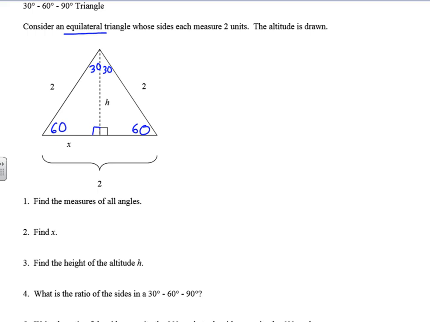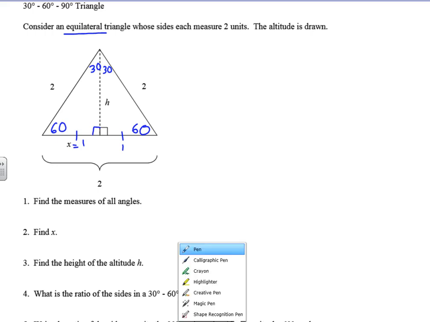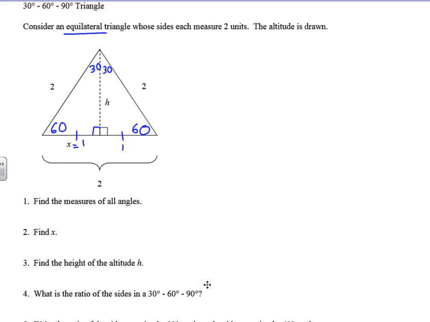Okay. Now, since both of these triangles are congruent to each other, or they have the same angles going on here, we could prove they're congruent. We know that these two sides have to be equal. So if the length of this whole bottom side is 2, that would mean that x is going to be 1, which would mean that this side is also 1. So now we need to find the height of the altitude, h, and notice here that we have a right triangle. So I'll just highlight it for you.